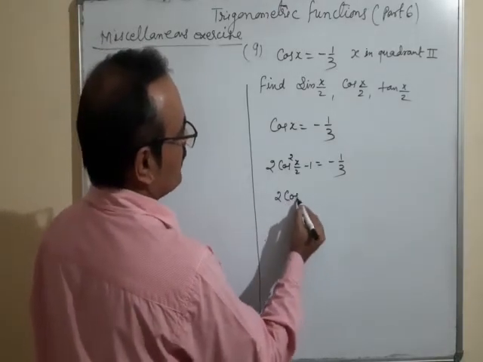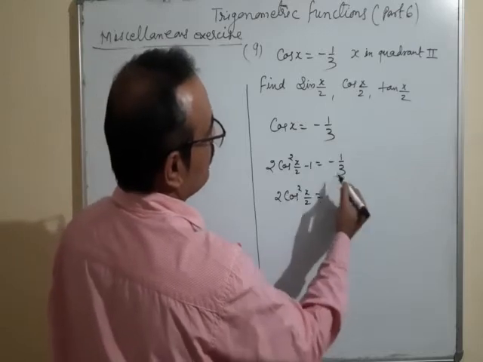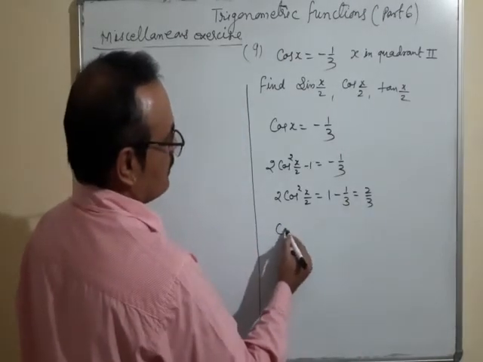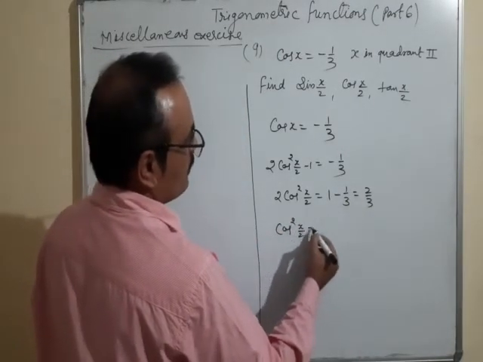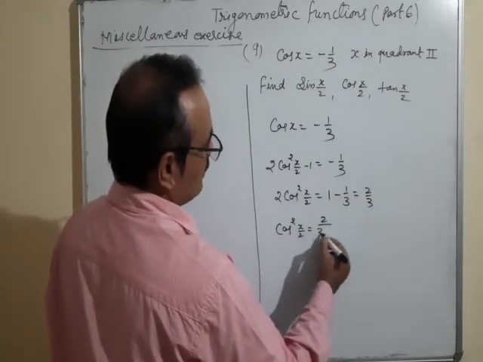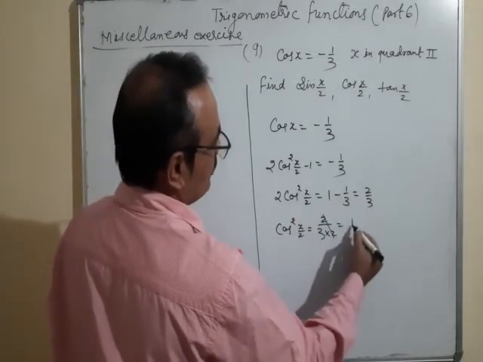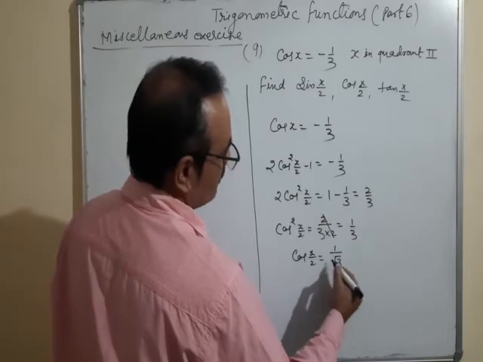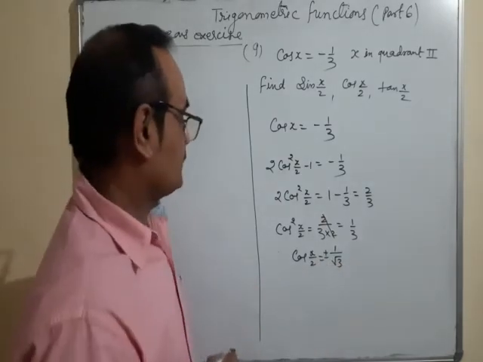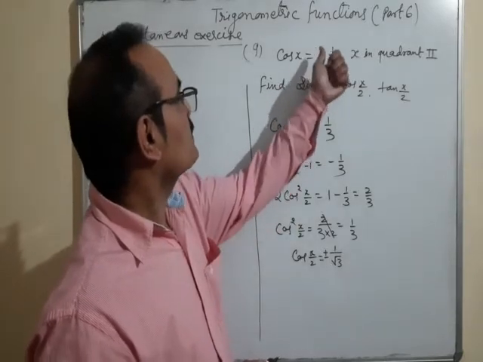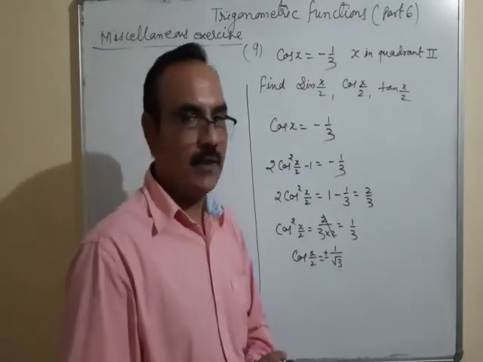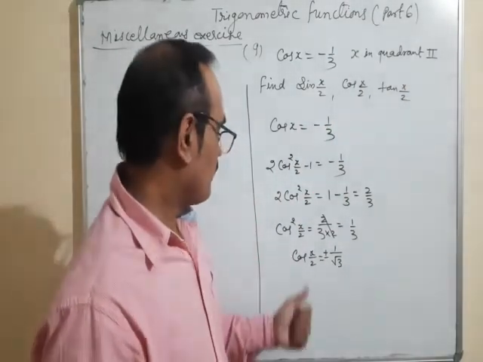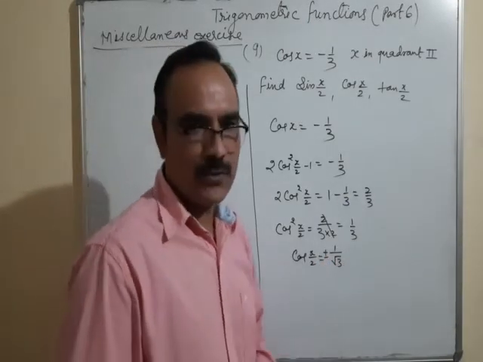So 2 cos square x by 2 is equal to 1 minus 1 by 3, that is 3 minus 1, 2 by 3. So cos square x by 2 is equal to 2 by 3 upon 2, 2 cancel, 1 by 3. Cos x by 2 is equal to plus minus 1 upon root 3. But cos x is equal to minus 1 by 3, this is given, x in second quadrant. In second quadrant, cos is negative.